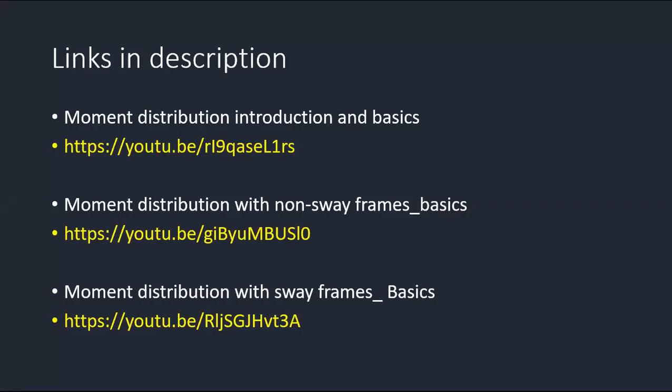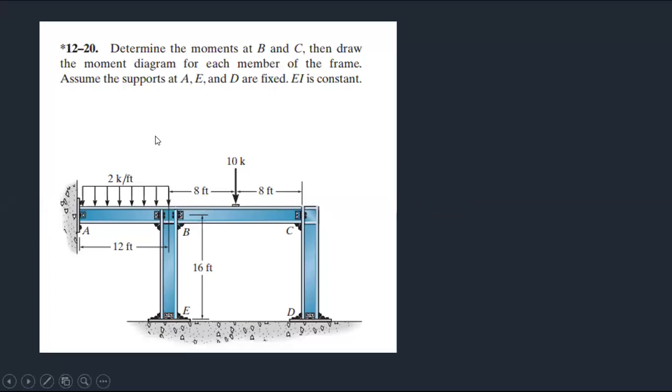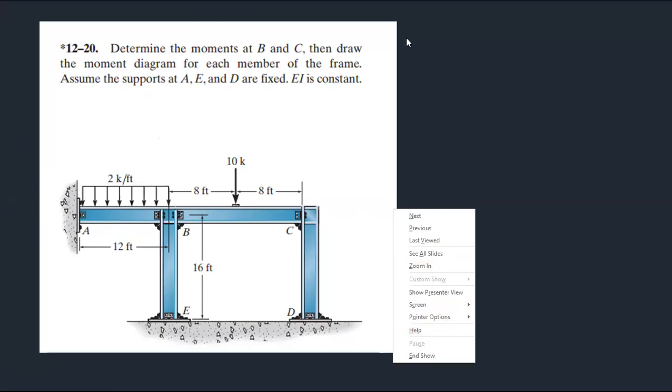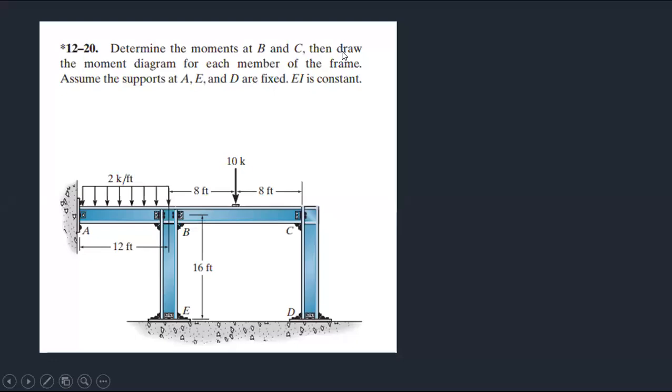For this example, you can see this frame is fixed at A, fixed at E, and fixed at C. There's no way that this frame can move in the lateral direction due to these fixed supports, right? Even though no lateral loads are present, that's another story. Loading is asymmetric, but the frame cannot move in the lateral direction, so it becomes a non-sway frame, right?